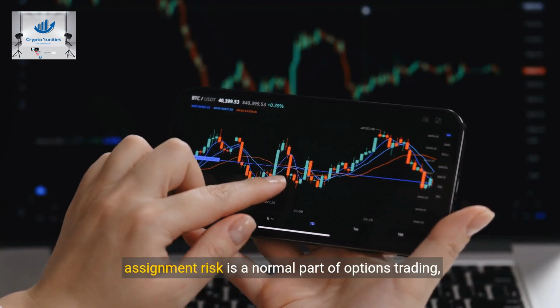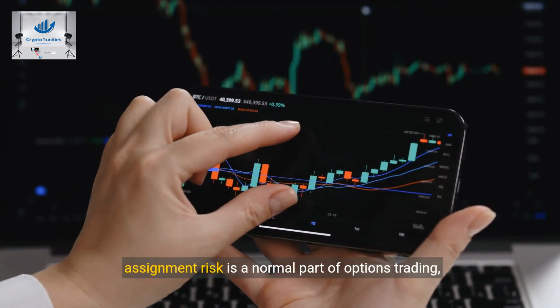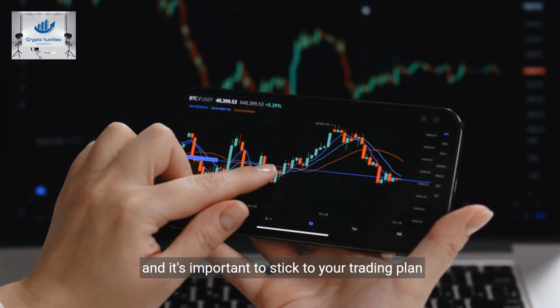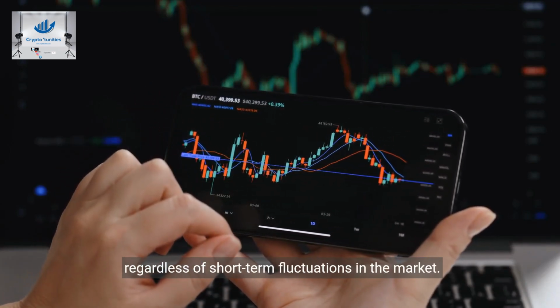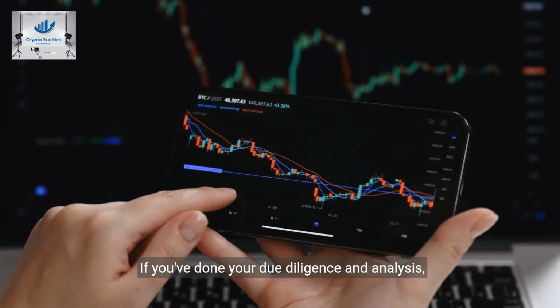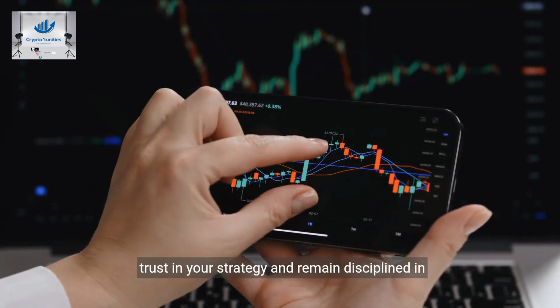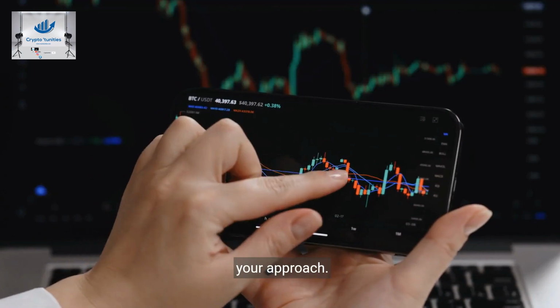Remember that assignment risk is a normal part of options trading, and it's important to stick to your trading plan regardless of short-term fluctuations in the market. If you've done your due diligence and analysis, trust in your strategy and remain disciplined in your approach.